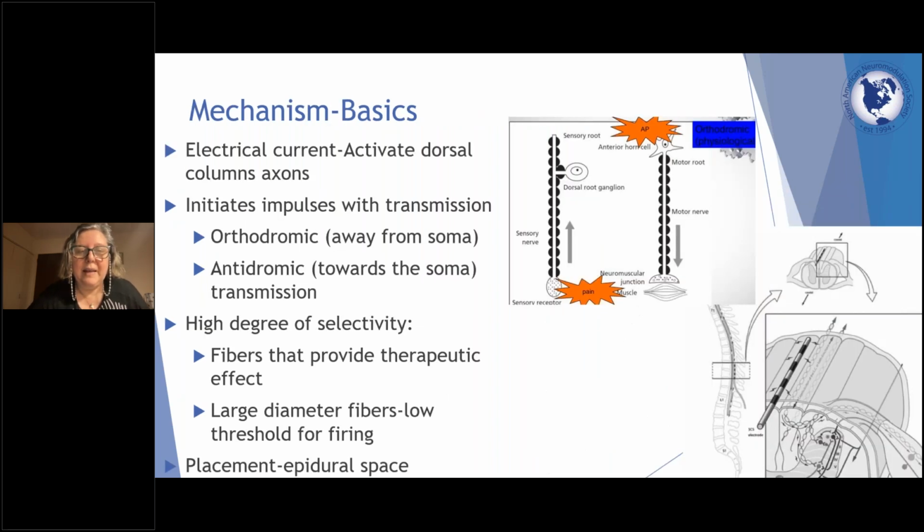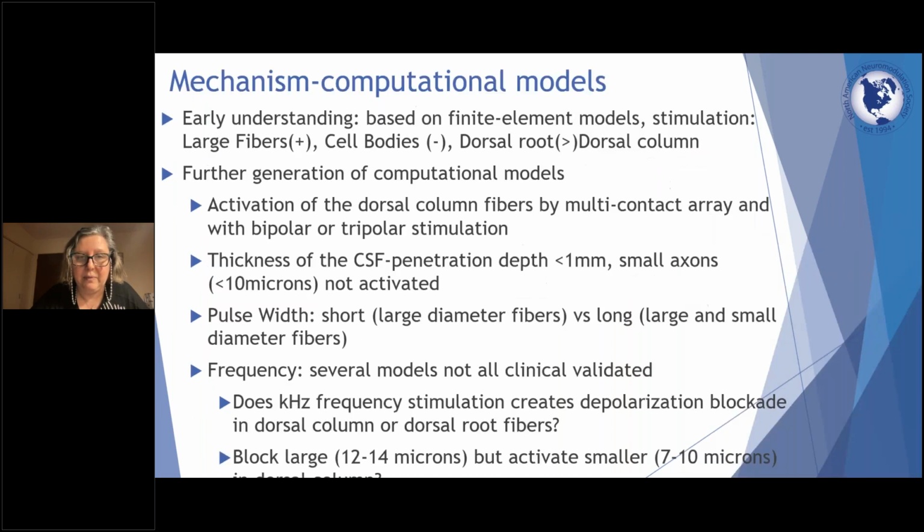In terms of basic mechanisms of action, the way spinal cord stimulation works, or is suggested to work, is basically activation of the dorsal column axons. Once you apply electrical current into the epidural space on the dorsal columns, you have initiation of an action potential, which goes orthodromic away from the soma and antidromic towards the soma. It comes with a high degree of selectivity because the large diameter fibers have a lower threshold for firing and being activated.